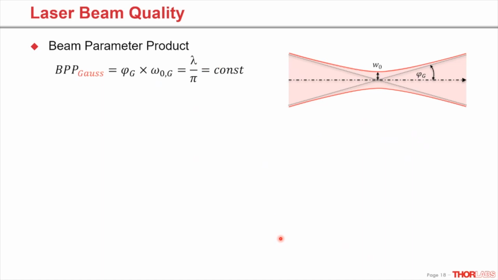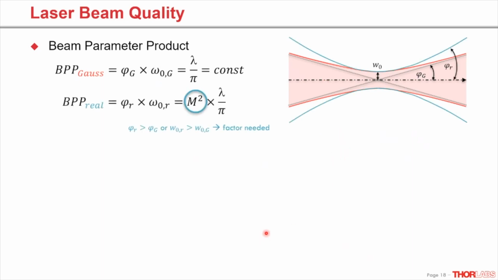In general, a beam can be focused smaller the lower the wavelength and the steeper the convergence angle, or in other words, the smaller the focal length of the focusing lens used. And for real laser beams, the beam parameter product constant must be multiplied by a factor called M squared.